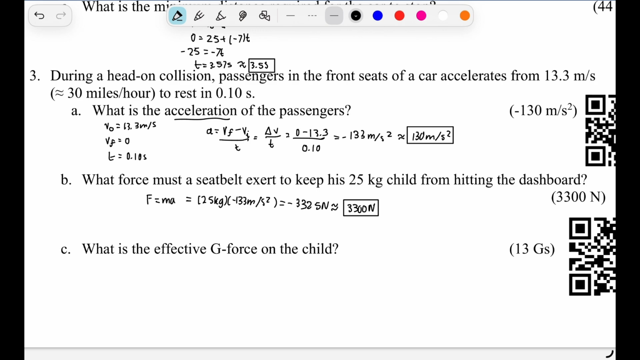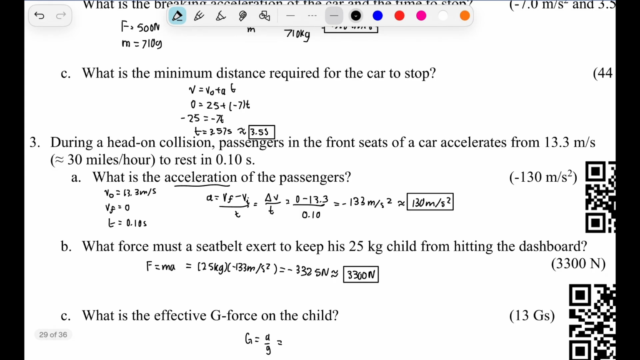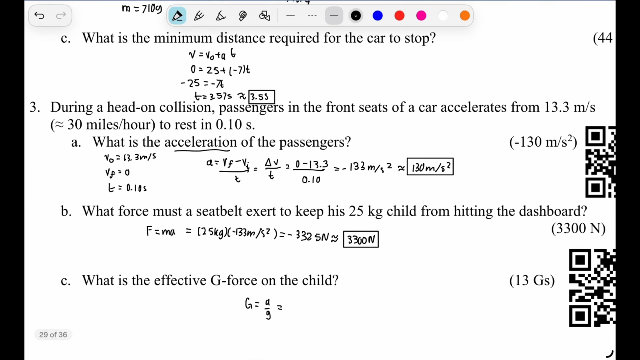What is the effective g-force? The g-force of a child can be measured with g is equal to a over g. We know that our acceleration, a, was 130 meters per second squared, divided by 9.8 meters per second squared. So this is just going to equal 13 g's, because that meters per second squared unit cancels out.